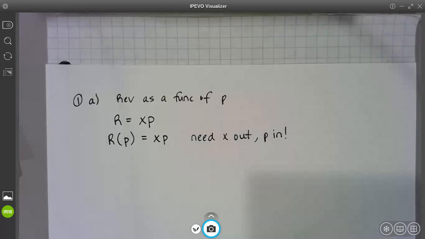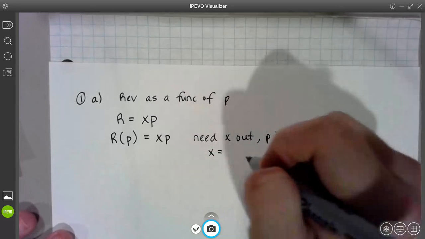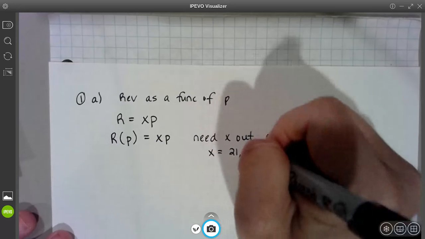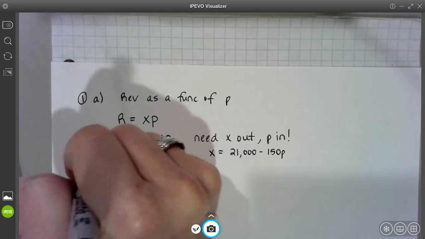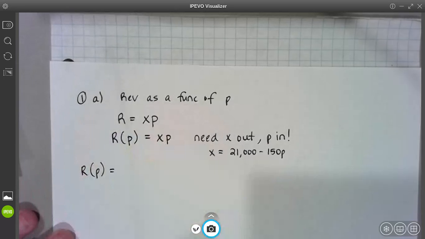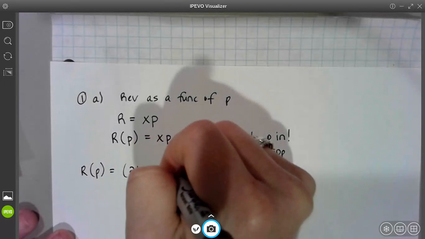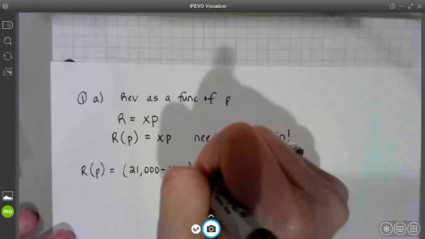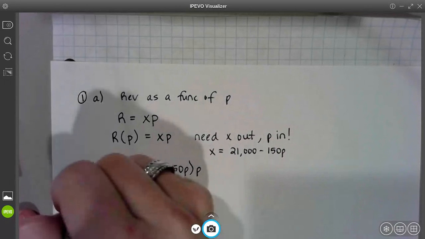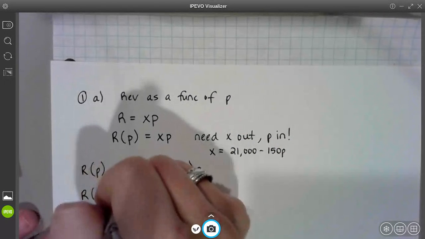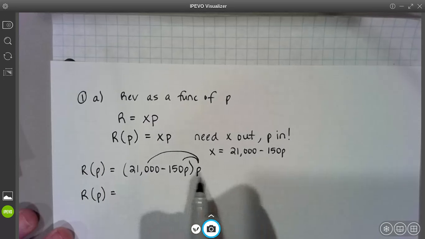All right, so here we go. So we know X is equal to 21,000 minus 150P. So let's plug that in. So now the revenue as a function of P will be equal to not X, but (21,000 minus 150P) times P. Now guys, I'm going to distribute that and get it a little bit simplified, and I'm going to switch up the order. So the revenue as a function of price will be equal to, when I kind of backwards distribute, negative 150P squared.